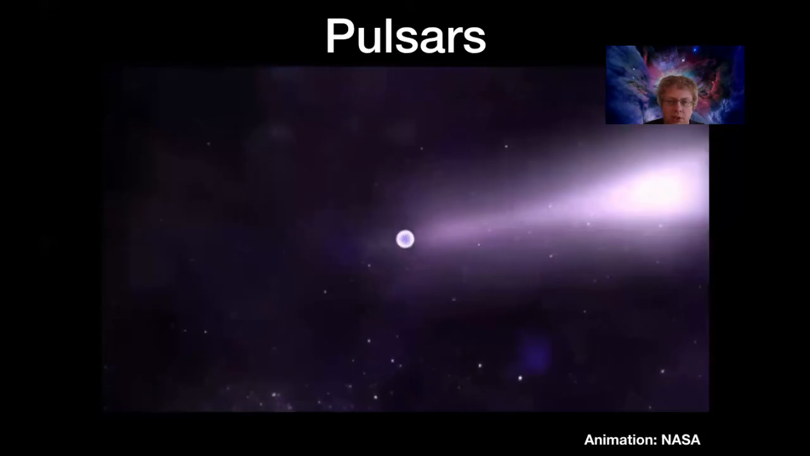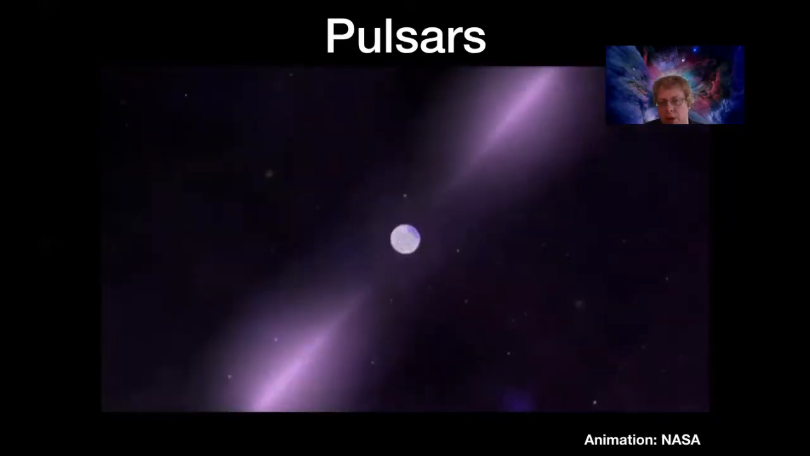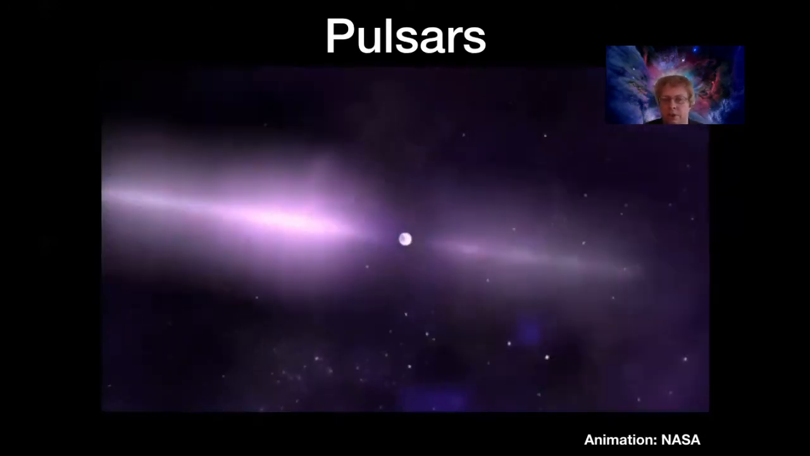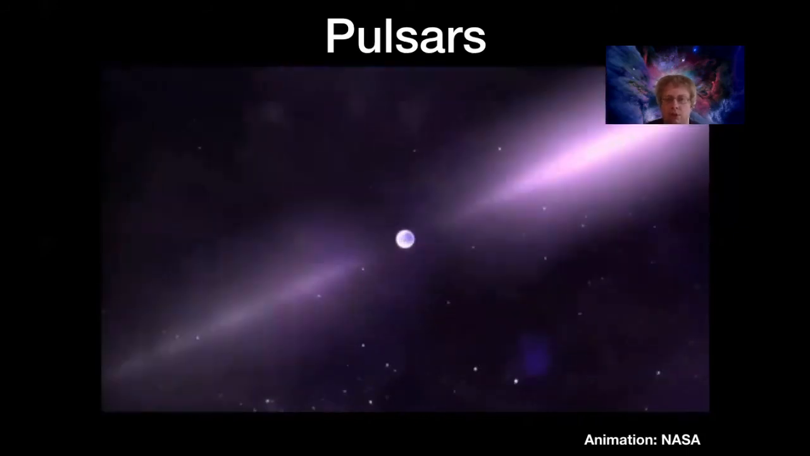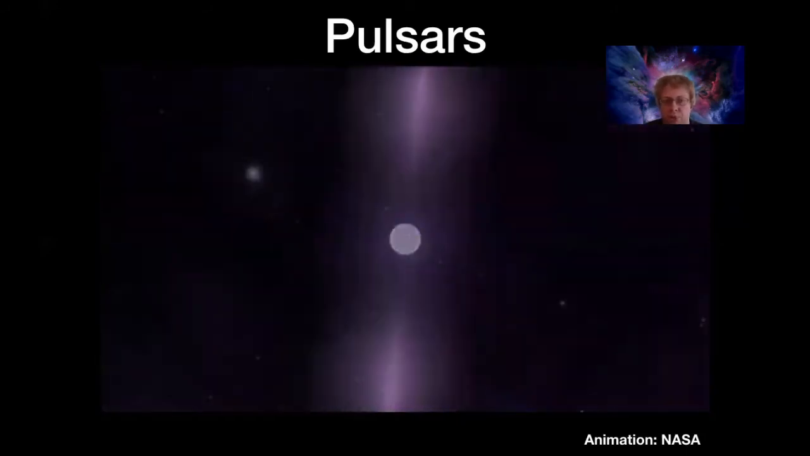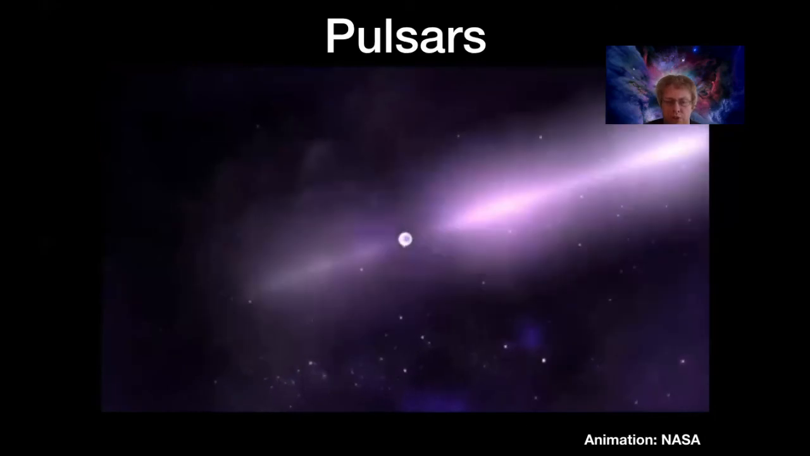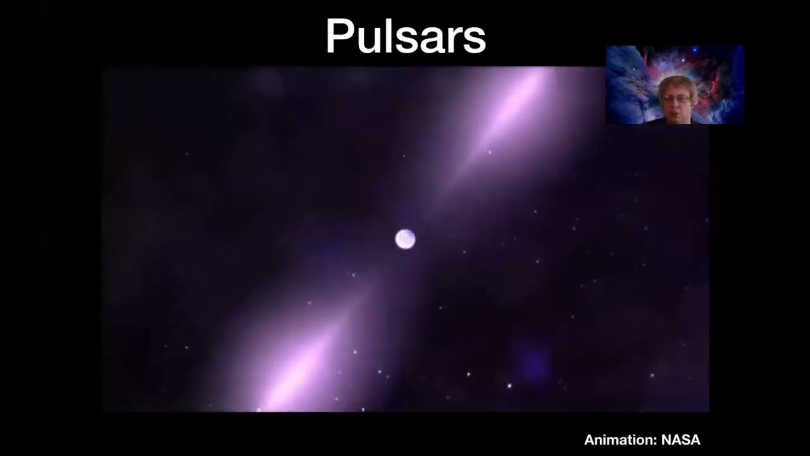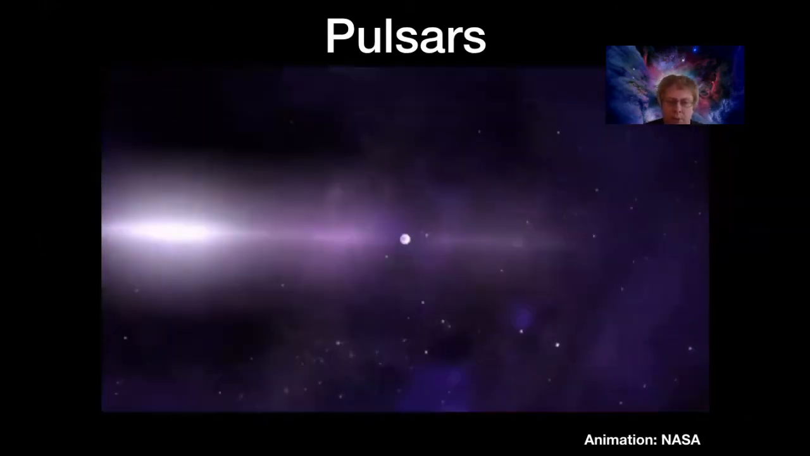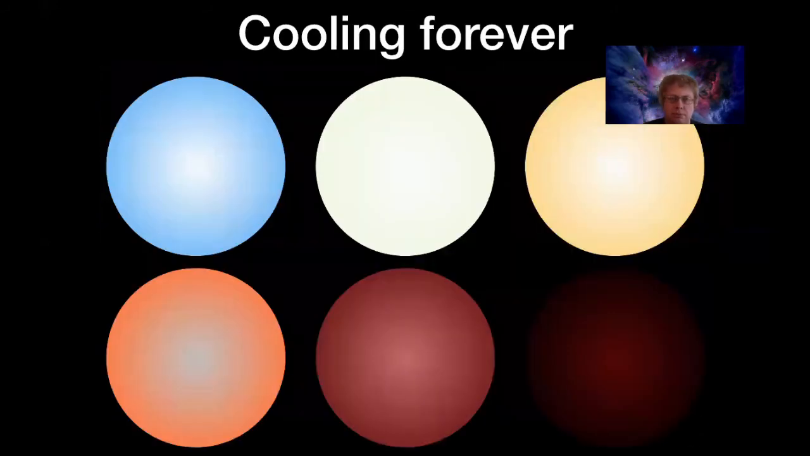And originally, these were thought to be so bizarre that they couldn't possibly be natural. And they were called LGM, for little green men, because they perhaps jokingly believed that maybe these were aliens trying to communicate with us. So pulsars are one of the extreme outcomes of neutron star formation. Like white dwarfs, neutron stars will cool down forever and eventually become cold remnants.